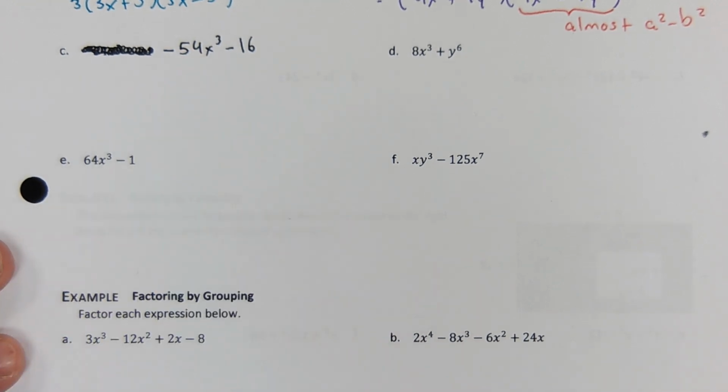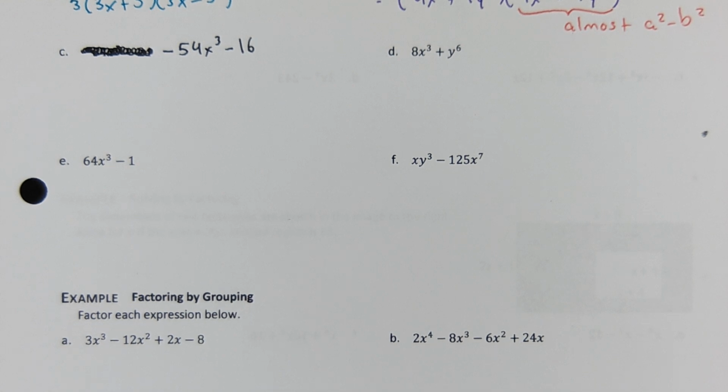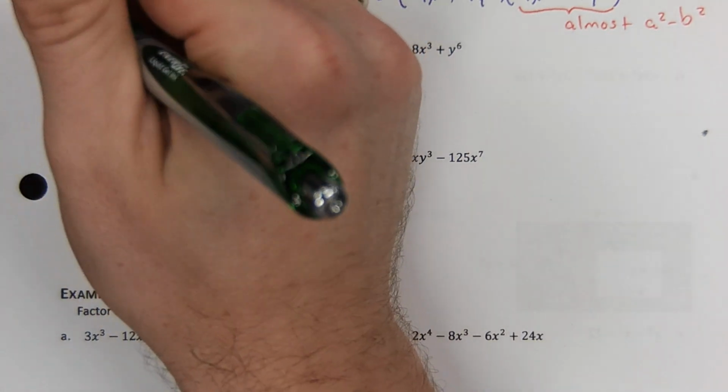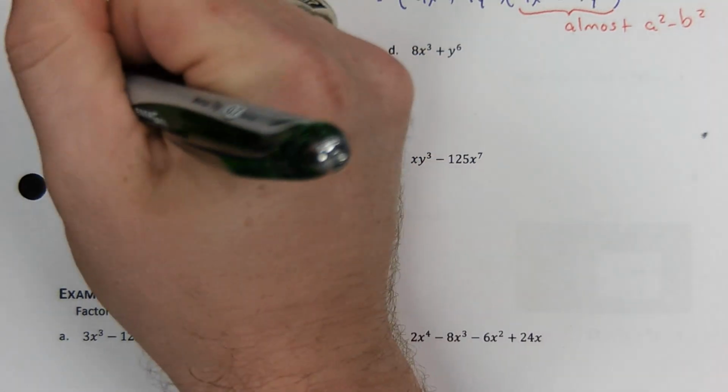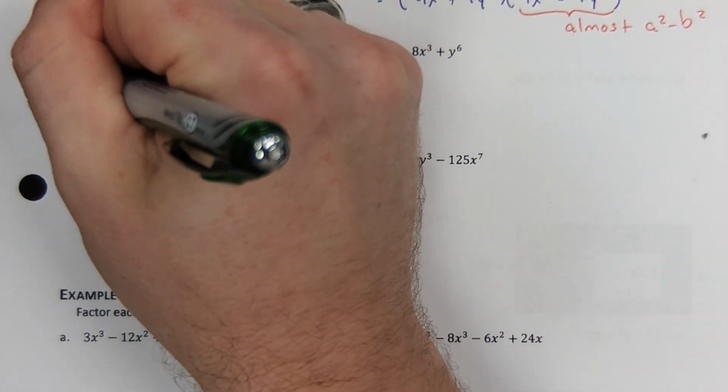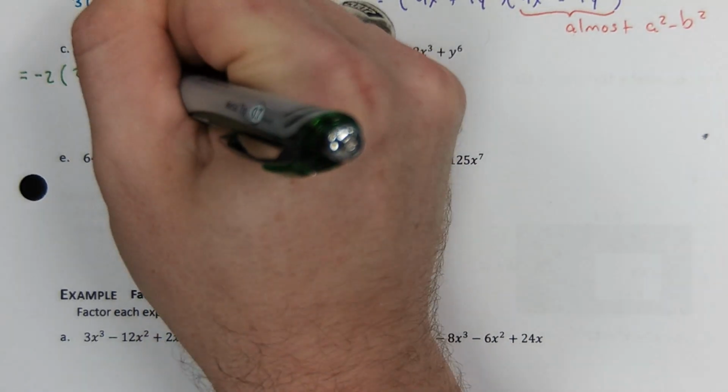This thing that I'm factoring begins with a negative. That tells us that our GCF needs to be negative. So it's actually negative 2. Your GCF is negative 2. When we undistribute negative 2, which is factoring, which is a form of division, we're going to get 27x to the third minus 8.